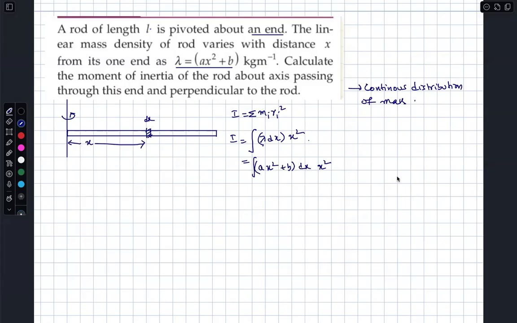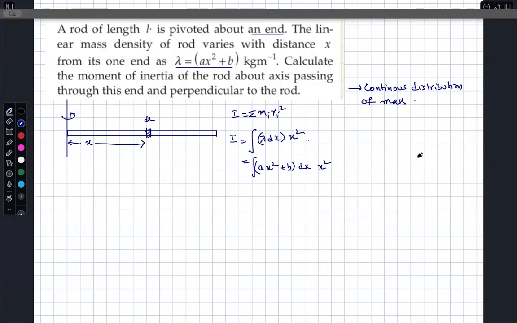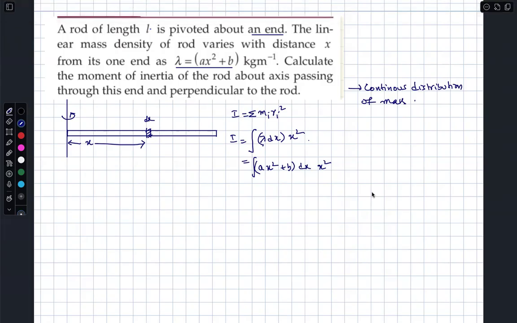This is going to be the integral of (ax square plus b) dx x square, which is the integral of (ax power 4 plus bx square) dx from 0 to L. That gives A L power 5 by 5 plus B L cube by 3. That is the expression for moment of inertia.